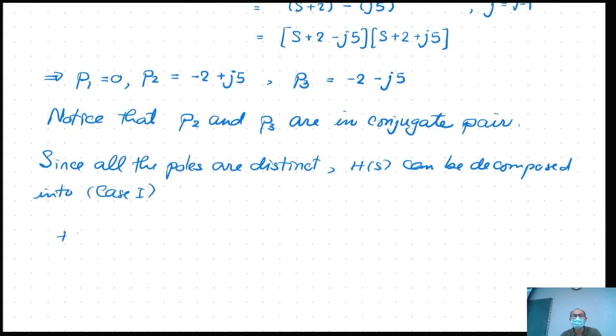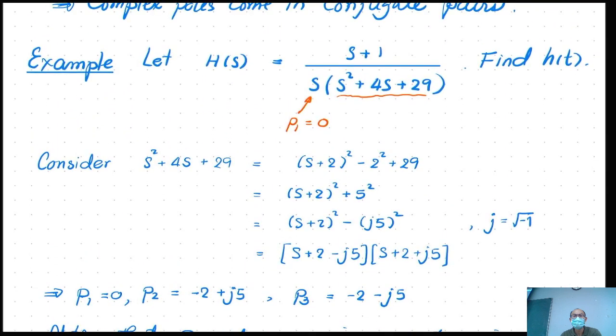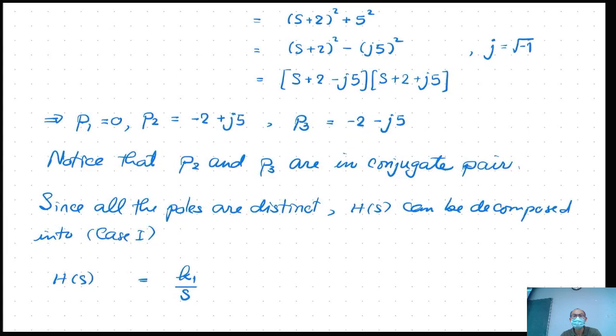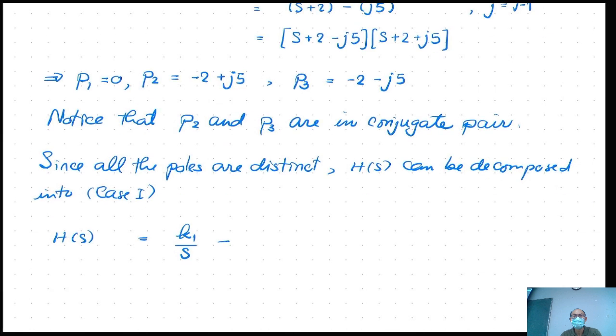So H(s) would be K1 over s, because the first pole is 0. Now the second pole is minus 2 plus j5, so plus K2 over s plus 2 minus j5, while for the third pole we have K3 over s plus 2 plus j5.